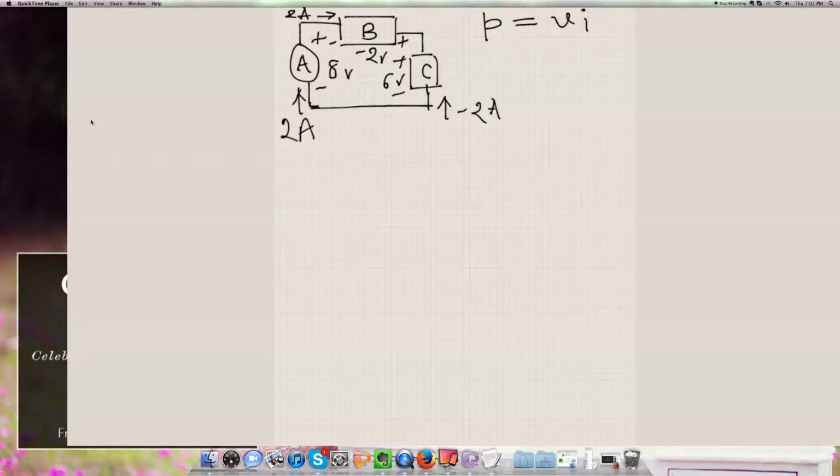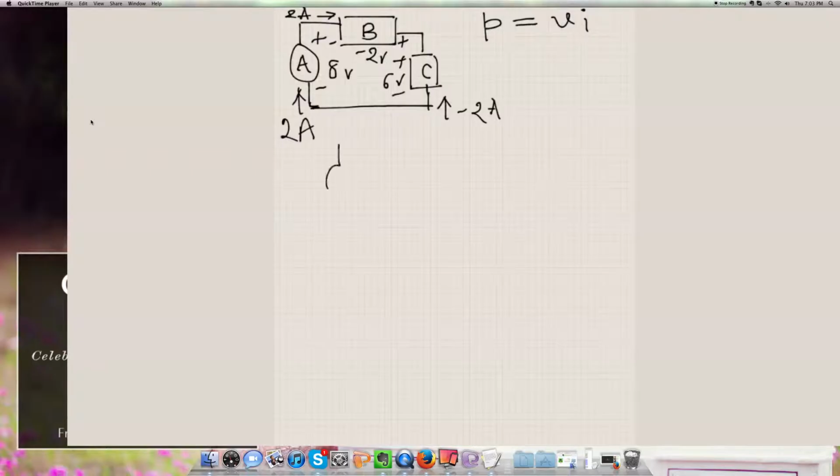2 amp going to this device shown as a rectangle. The entering polarity is a minus. This one is plus, but it's got a minus 2 volt again underneath, as shown as 6 volt across element C. There are a lot of this minus plus thrown every which way. So if we think about this clearly, we can redraw this circuit in this manner.